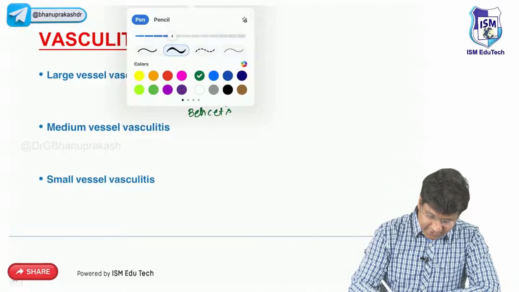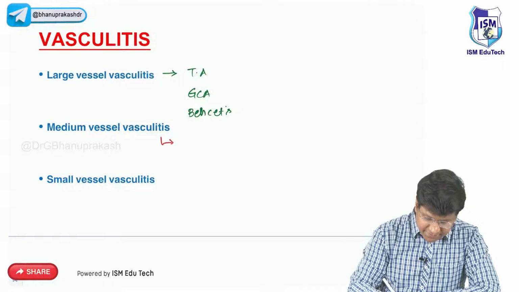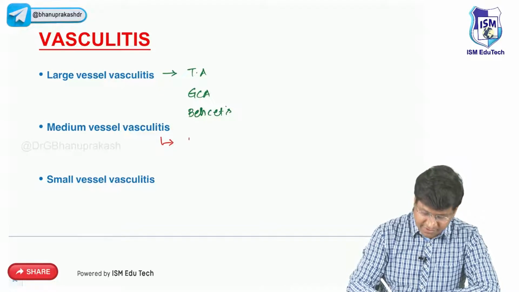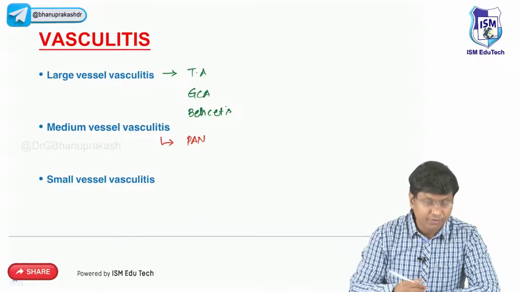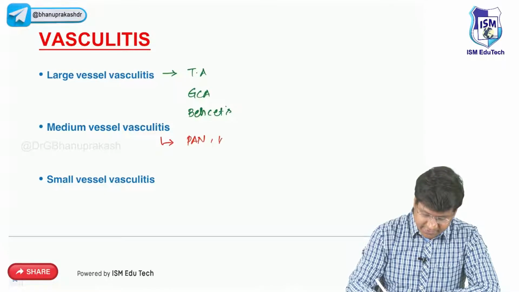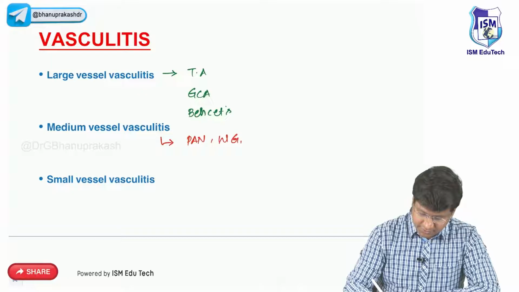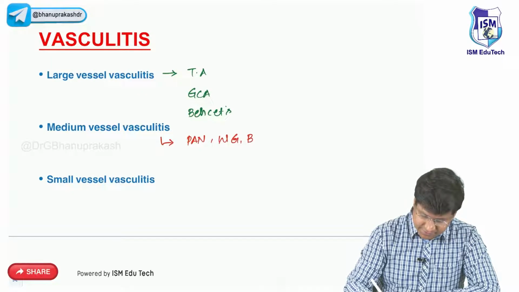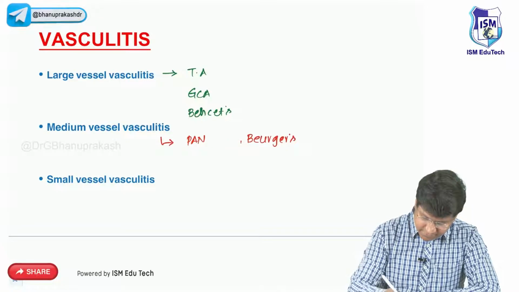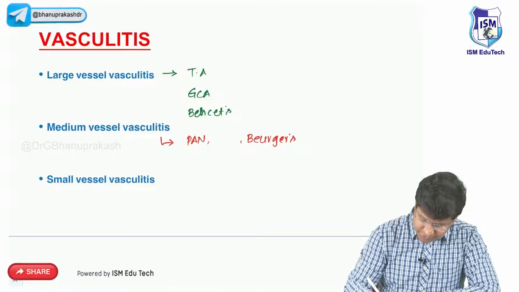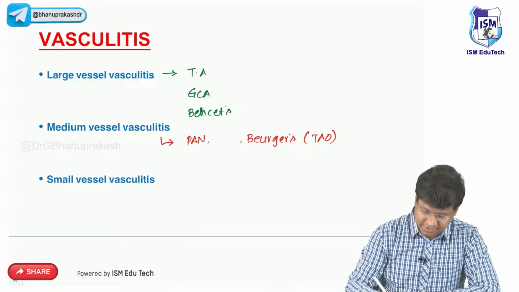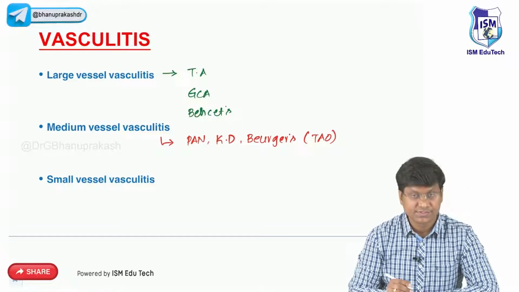Then followed by that, we have the medium vessel vasculitis. The examples of medium vessel vasculitis include Polyarteritis Nodosa, then Buerger's disease, which is also called thromboangiitis obliterans, and then Kawasaki disease, right?